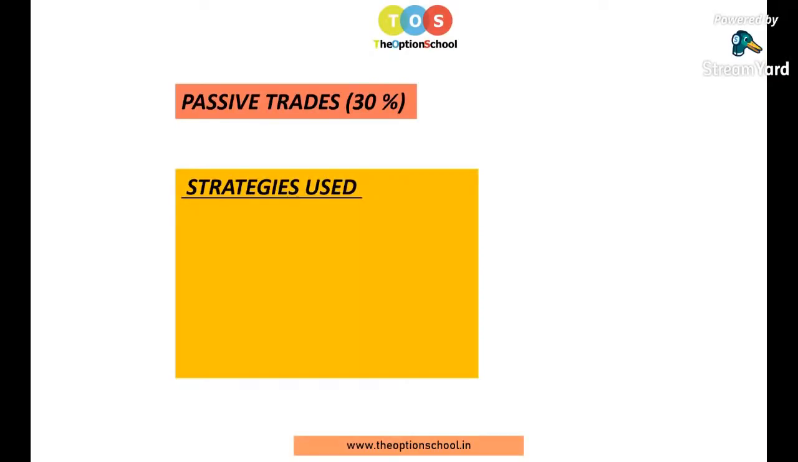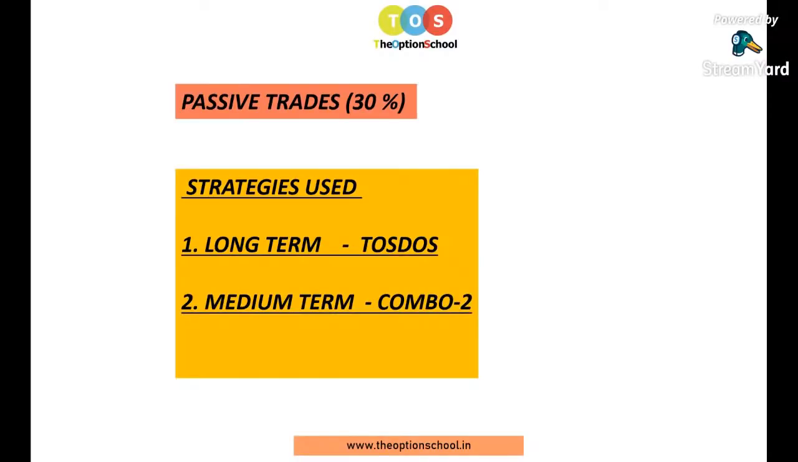So what are the strategies, which most of you know, which strategies we are using? Passive trades are also basically long term and medium term. In long term passive trades, I am 100% using toss. In medium term, I'm using combo 2, and the third strategy, you can call it medium term, or long term, or very long term, because we have plans for covered call which are not less than 10 years, right? So I'll say in passive trades, there are three kinds of trades.